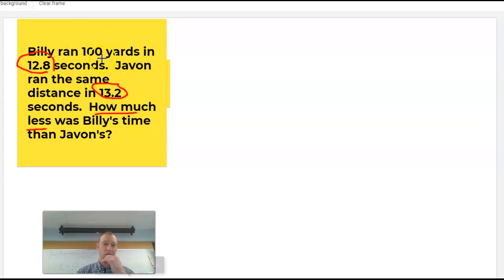So they ran 100 yards. It's the times I'm thinking about, right? 12.8 seconds for Billy, 13.2 seconds for Javon. How much less? Well, how much less? I mean, that's screaming subtraction, right? Because I want to know the difference between these two. All right. Now, how do I set this up? Now, when I subtract, I've got to put the bigger number on top, right?